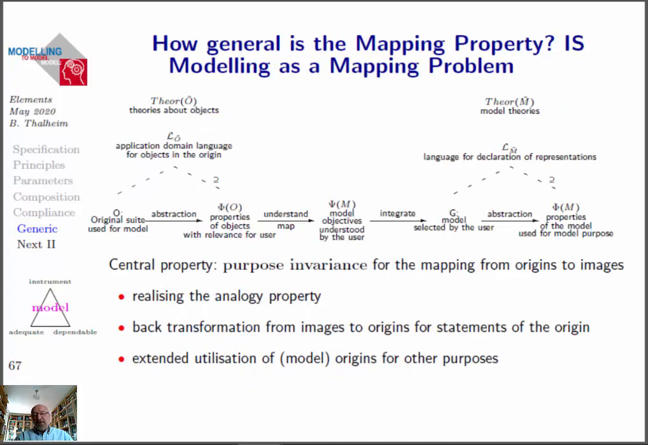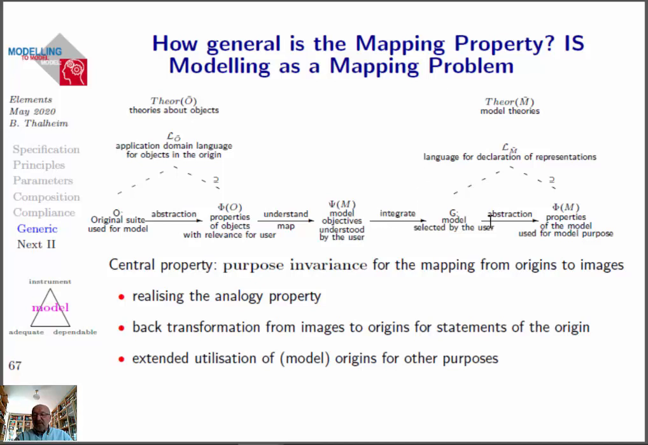Okay, now we can reason on how general it is. We can use first our analogy property. Maybe we have an analogy that is based on mappings. Then we go with our origins model suite. We derive a number of properties. We develop the objectives for the model. We develop our model somehow. In this case, we have been using for our origins a language that has maybe some theory about objects, and for our mappings to the model we use maybe another language for declaration of representations of models, and then we develop a model.